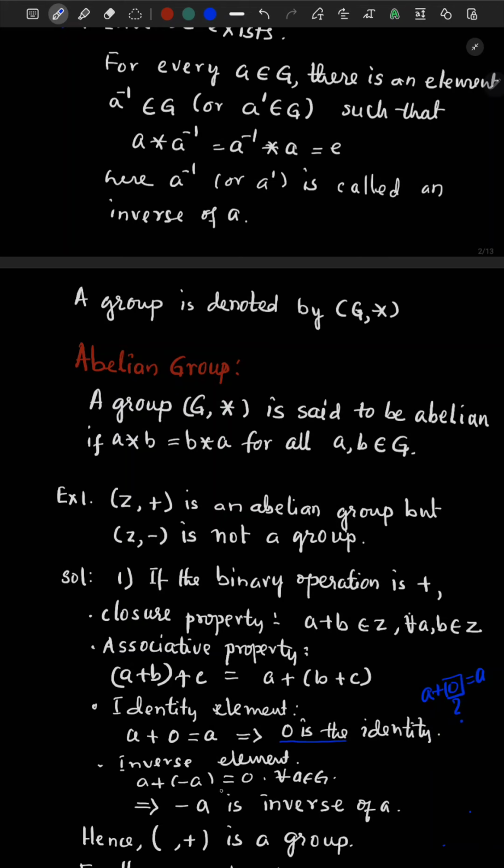Now for every element belonging to Z, this is Z here, for every element belonging to Z there should exist its inverse. So inverse means A plus which element, if you add, you are getting an identity element, which is 0. So what should be this element? Now the binary operation is plus, hence A plus minus A gives you the identity element 0. So we say minus A is the inverse of A.